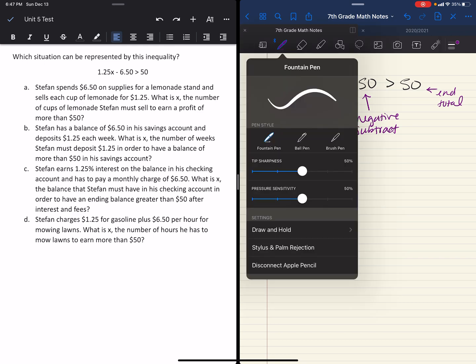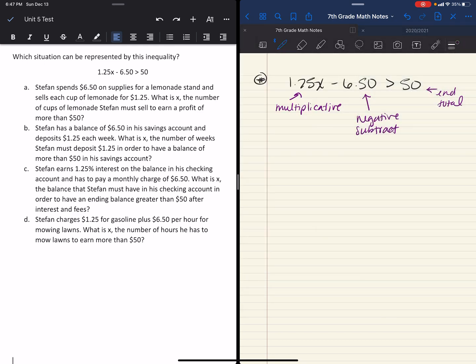A shows that Stefan spends $6.50 on supplies. So he spends that, which does mean negative, and sells each cup of lemonade for $1.25 each cup. What is X, the number of cups? So X is amount of cups to earn a profit of more than $50. So more than, oh, that's an A.